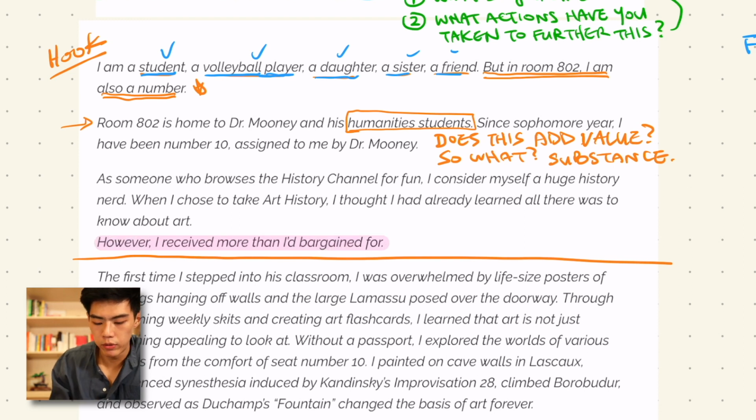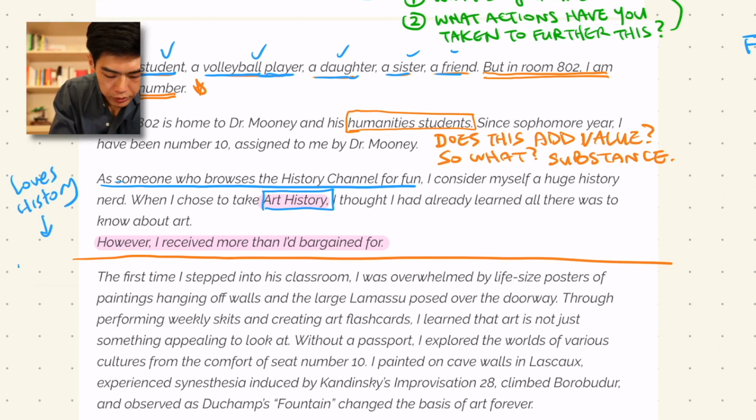OK, 马上我就可以知道说我们要讲的是关于 art history. 然后我们知道什么 What did we learn about the person? This person is someone who loves history. So thought art history would be fine. But got a surprise, right?